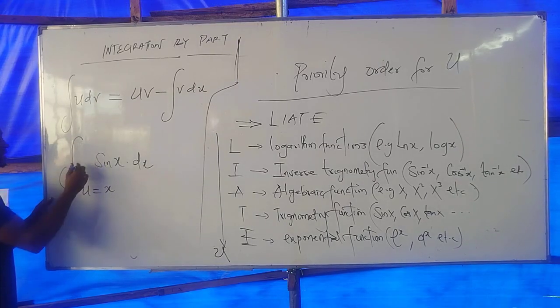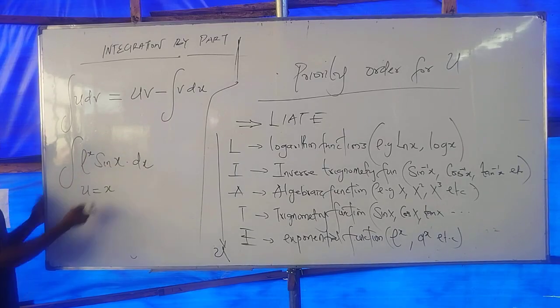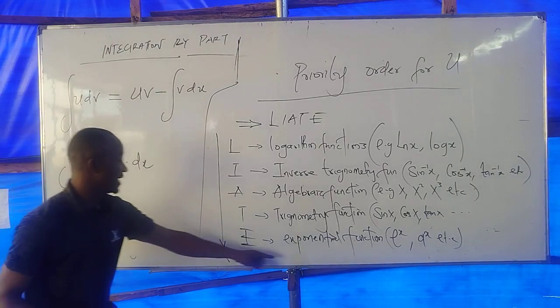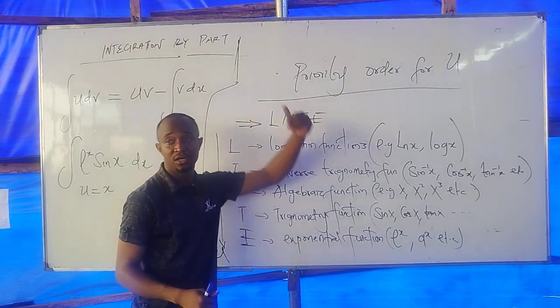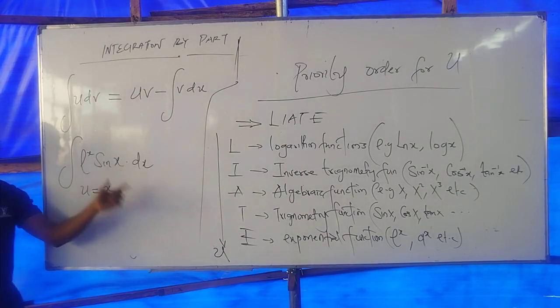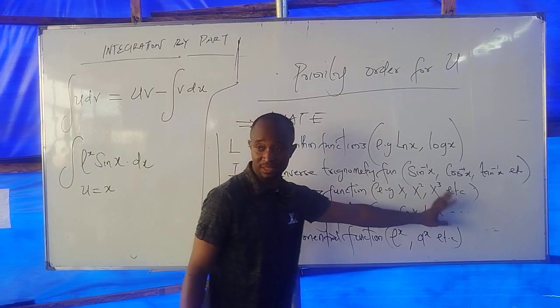What if I have exponential x times sine x? What will be your u? Sine x. Why is it sine x? Because exponential is the last. So in your priority order for choosing u, your trig comes first, and trig is where we have sine, cos, and tan. Is it making sense here?